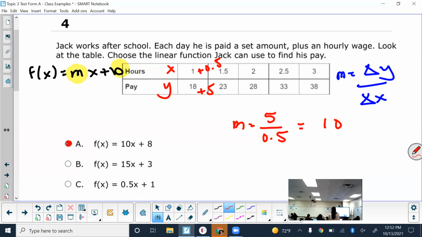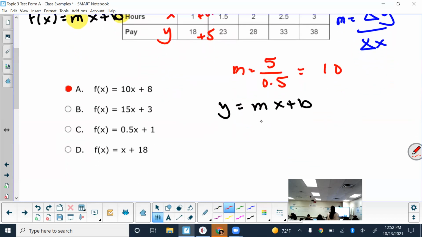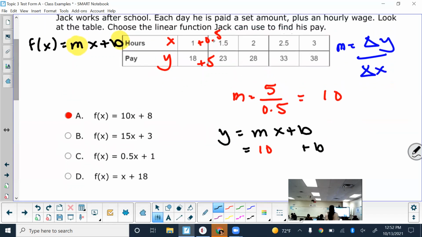All right, but again, tomorrow, it's not multiple choice on this one. So how do you find the B? We know that M is 10, so I'll put that in there. Do I have an X and a Y that I can plug in? Yes. Where do I have them? From the table, right? It doesn't matter which one you pick. Pick whichever one you think is easier to use. Like 1 and 18. If I pick that one, 18 is Y, X is 1, and solve for B.